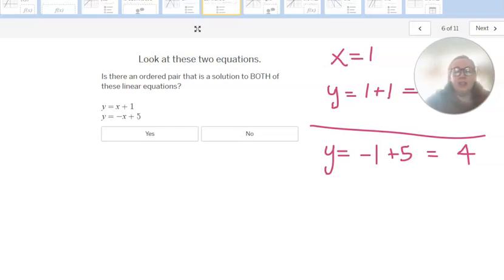So that does not work. 2 and 4 are not the same. Let's try the number 2. Y equals 2 plus 1, which is 3.